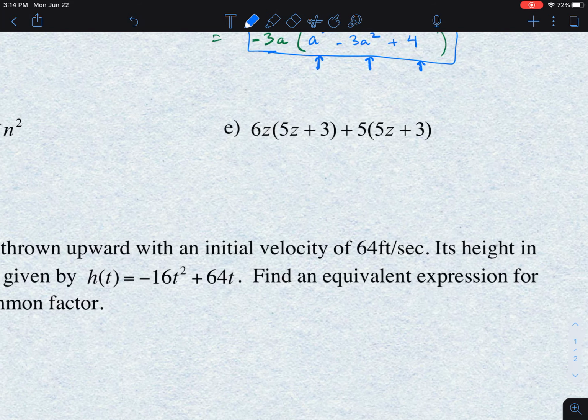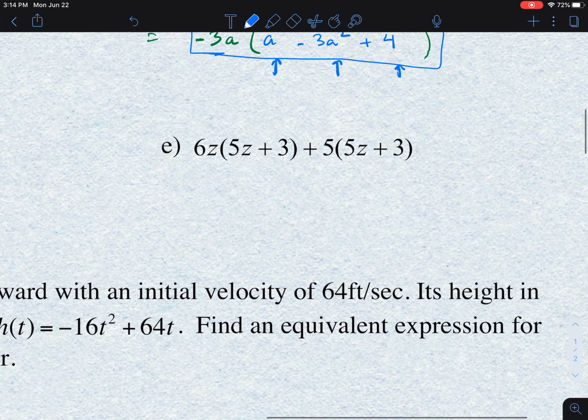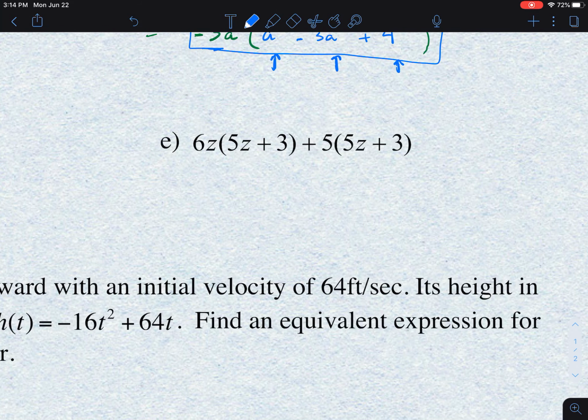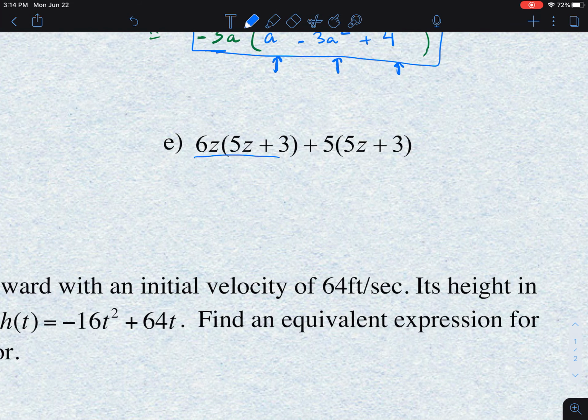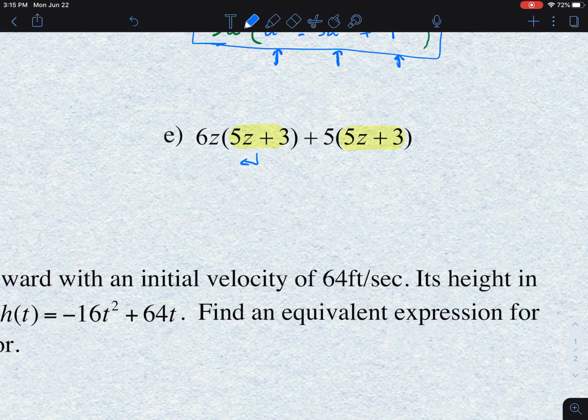In this problem, we have 6z times 5z plus 3, and then plus 5 times 5z plus 3. By looking at these two terms, the factor they have in common is 5z plus 3. This is a binomial common factor. Okay, let me erase this. So 5z plus 3 will be the GCF, and we're going to take out the GCF.